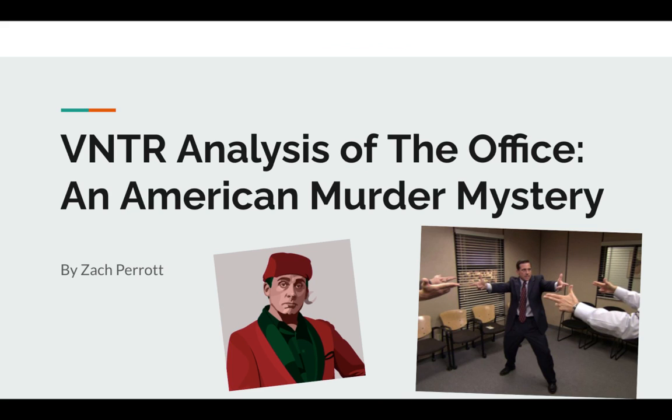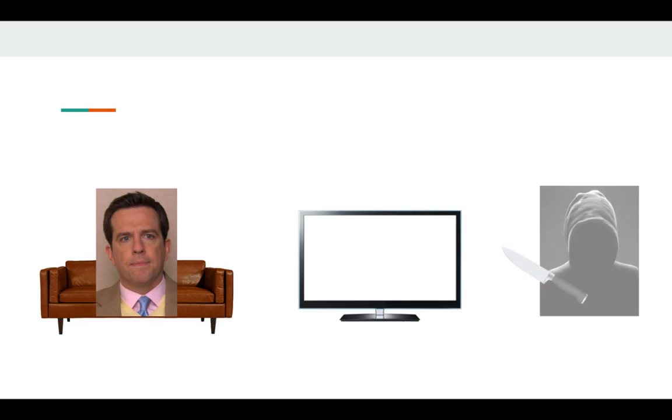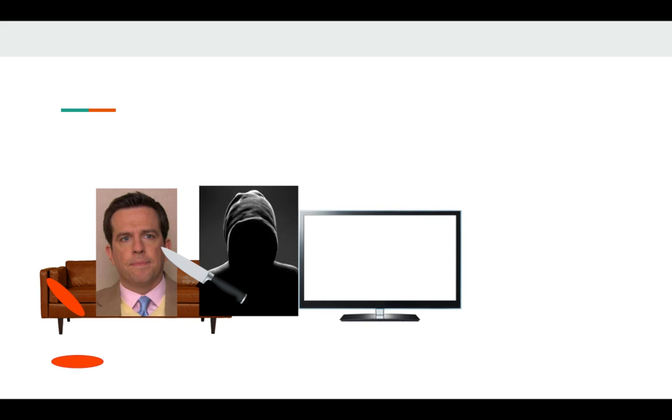In this video, we are going to use VNTR analysis to solve a case in a murder mystery TV show. In this episode of The Office, the American Murder Mystery, we see Andy Bernard enjoying his evening watching television, when suddenly a hooded individual breaks in with a knife and tries to take a swing at Andy.